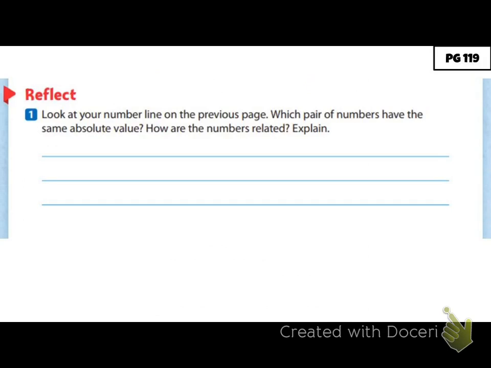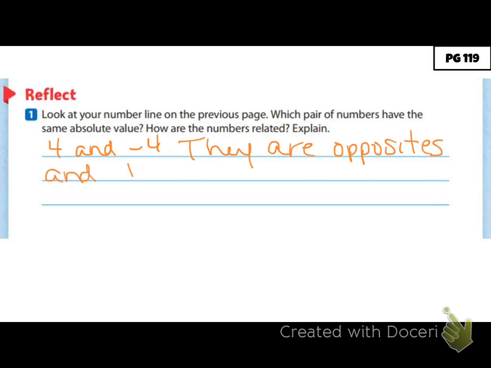So, look at your number line on the previous page. Which pair of numbers have the same absolute value? How are the numbers related? Well, we've already said that it was 4 and -4. And they are opposites. And they are 4 units away from 0.